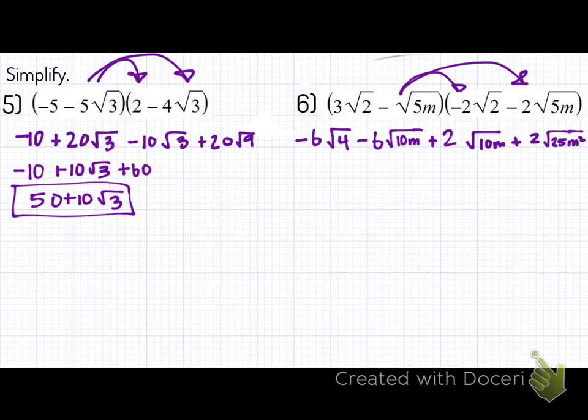What about this last term? Yes. What can I take out? What's the square root of 25? 5. What's the square root of m? What's 5m times 2? 10. 10m. So we're gonna rewrite this.